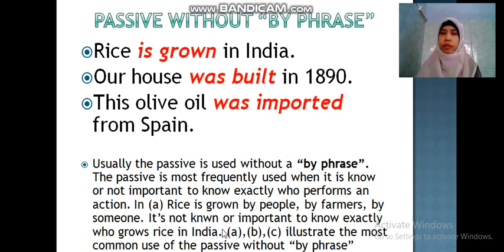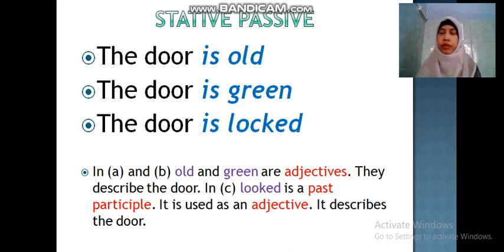Okay, and after that we talk about the stative passive. We know that actually the passive is from the verb changing into the passive condition, but here, the stative passive, we talk about the condition of something, and it's used as an adjective. These are the examples: the door is old, the door is green, and the door is locked.